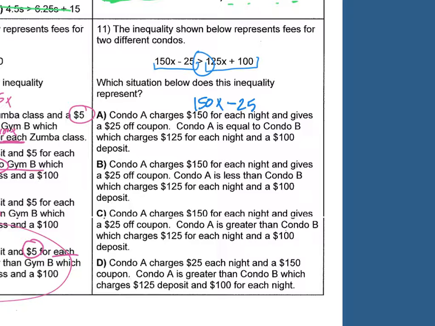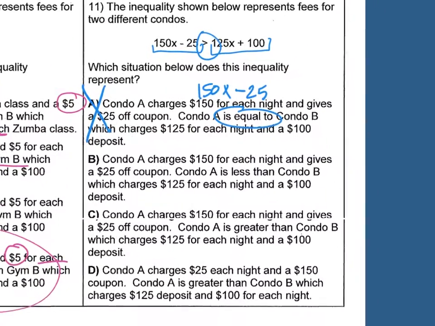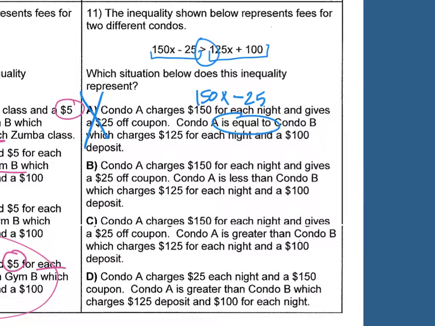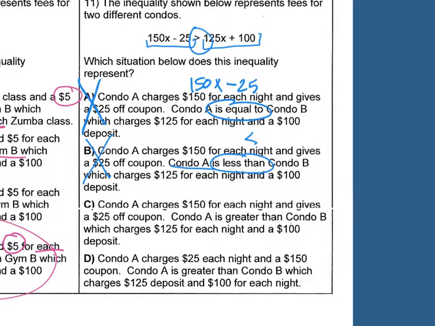Condo B, well, first of all, it says condo A is equal to condo B. Is that what our inequality showed us? No, they're not equal. So I'm going to go ahead and mark that one off. I'm not going to finish it. B, condo A charges $150 for each night and gives a $25 off coupon. Condo A is less than condo B. No, my sign was turned around the other way. Condo A should be greater than.